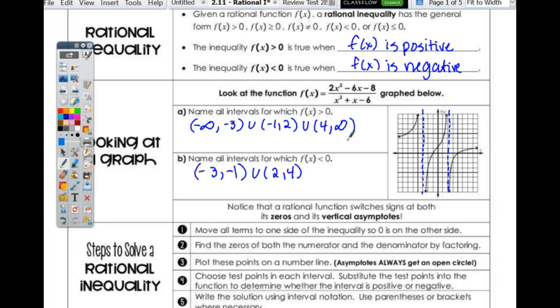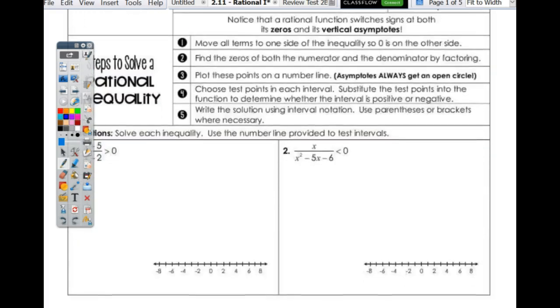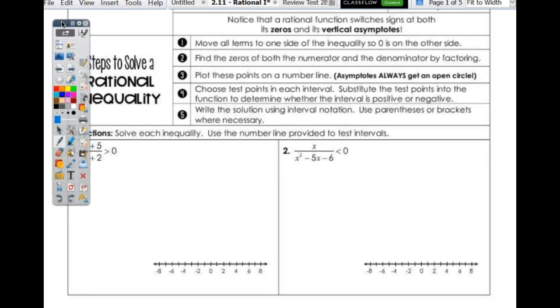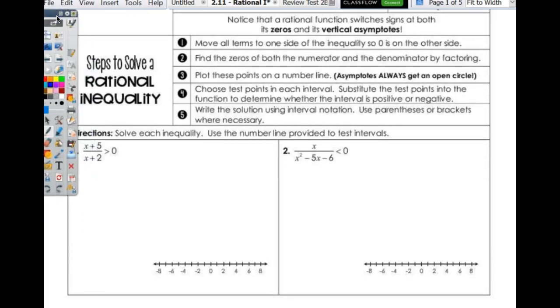So here's what happens with rationals. Every time you hit a vertical asymptote, or every time you hit a 0, when you hit the x-axis, you have a sign change from positive to negative. So when I do all of the rationals today, we're going to look at vertical asymptotes and zeros. So in the first example, you get your zeros from the top. X plus 5 equals 0. So my x is negative 5.